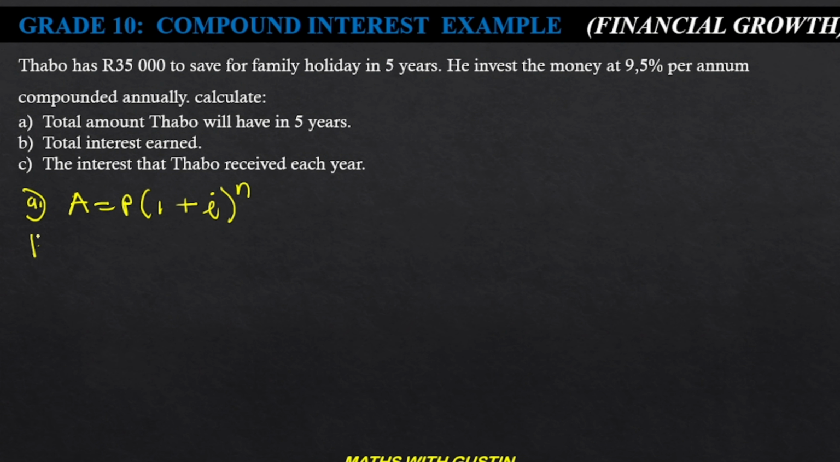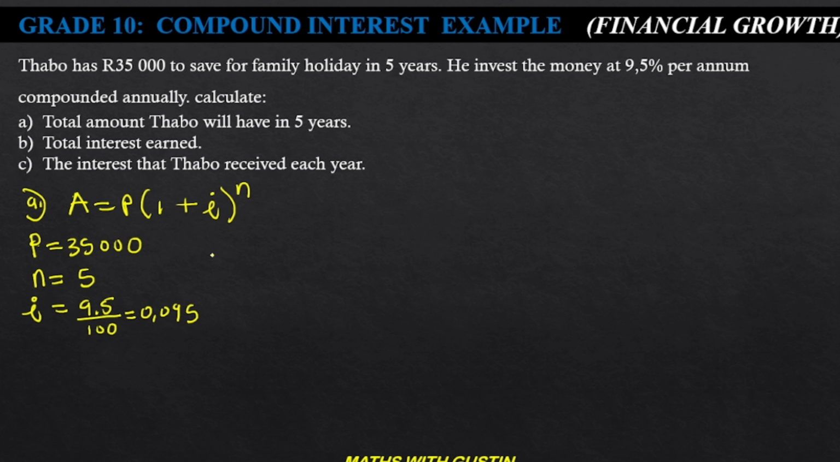Now the principal amount, which is the starting amount of this investment, is 35,000, and the number of years is 5 years. The interest rate in this case is given as 9.5, but as you know, we must divide it by 100. That will therefore give us 0.095.